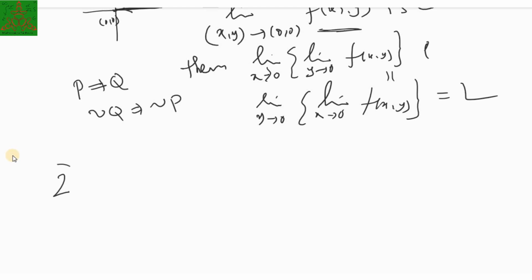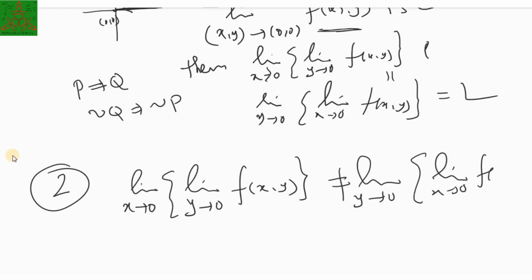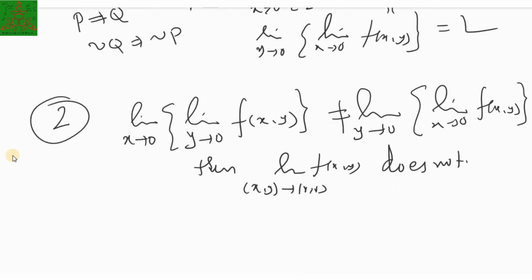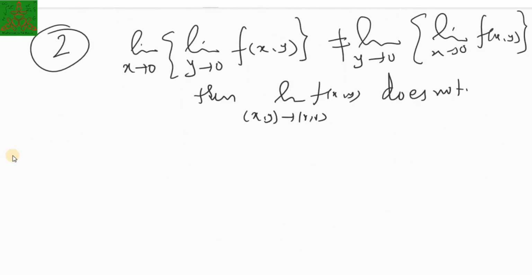So that is the second remark I can write: if the repeated limits are not equal, or if they do not exist, then we can say that the limit of the function f(x, y) as (x, y) tends to (0, 0) does not exist. So this is another way to check whether the limit exists or not. So let's have an example with that.